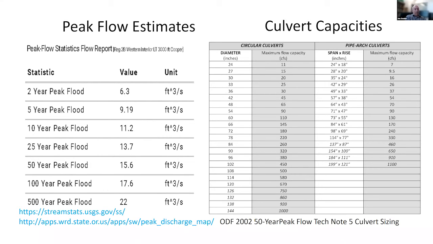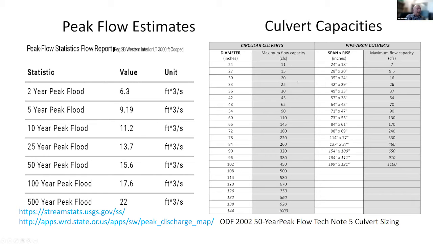And then we want to use another piece of information that's coming out of the ODF Forest Practices Technical Note number 5, which is the capacity of different diameters of culverts. They do this both for the circular culverts or round culverts on the left, or the pipe arch culverts, or what some people refer to as squash culverts, and that's actually how they are made. They do actually squash a round culvert to turn it into that pipe arch.